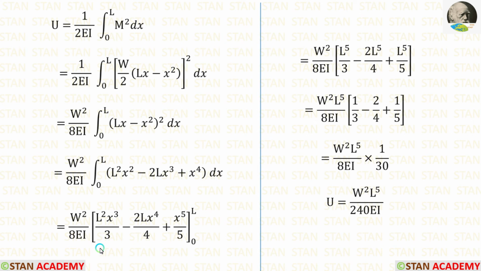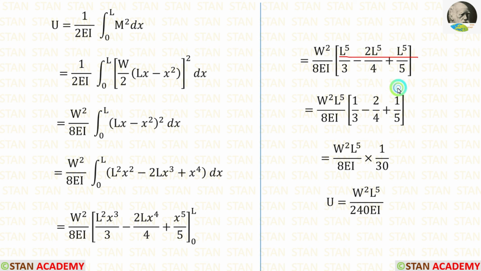Now let us make integration. When we integrate x square, it will become x power 3 by 3. When we integrate x cube, it will become x power 4 by 4. When we integrate x power 4, it will become x power 5 by 5. Now we have to apply the limits. No need to apply the lower limit 0 because the whole term will become 0. Only apply the upper limit L. Instead of x, we have to apply L. After applying L, we are getting this.